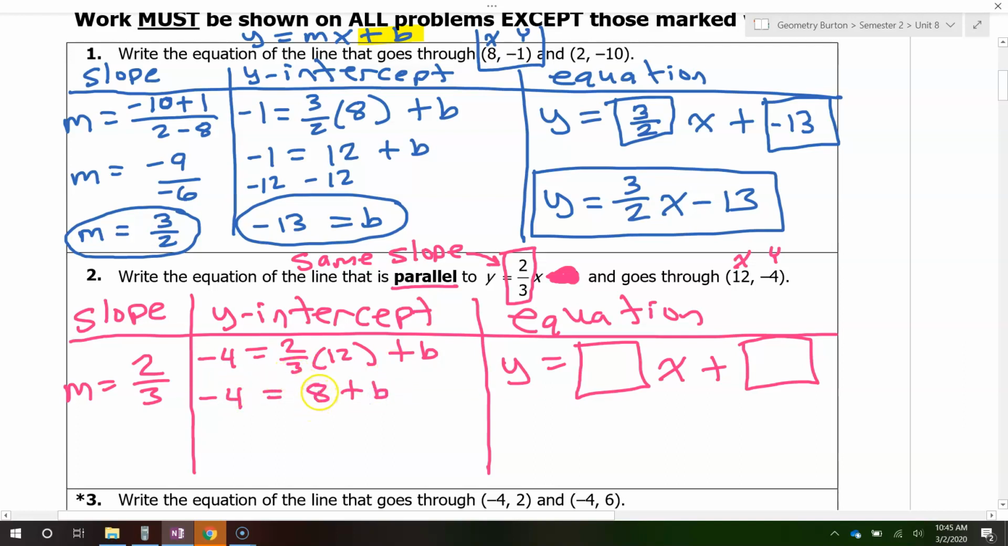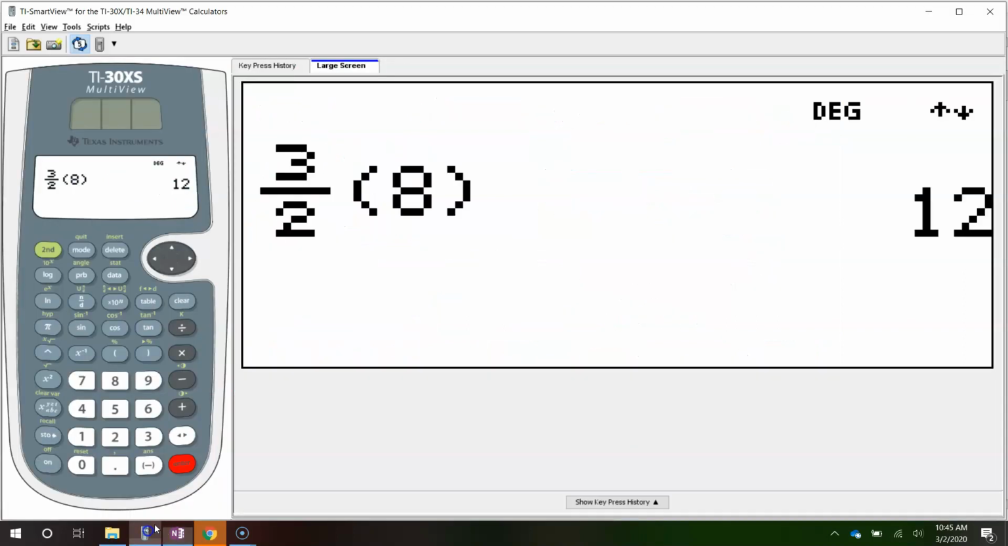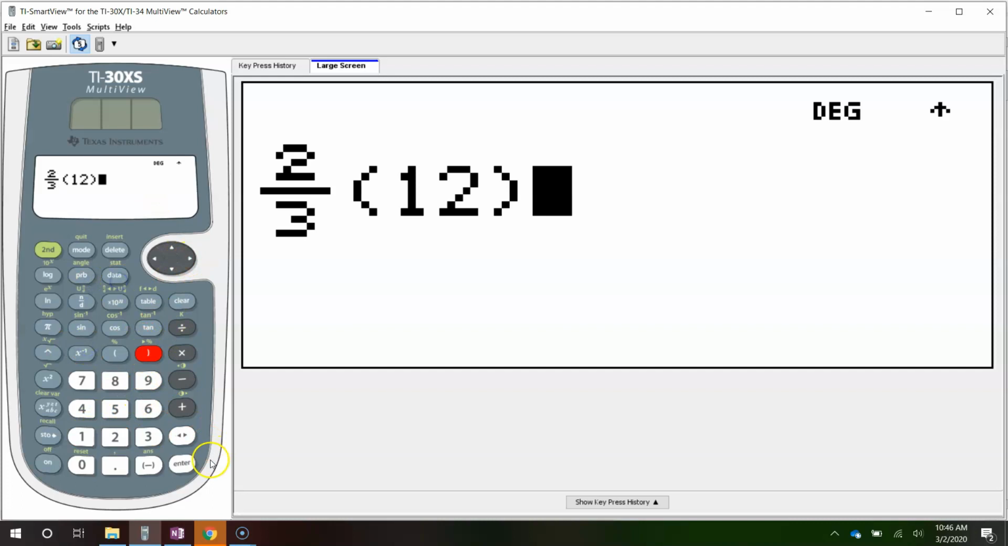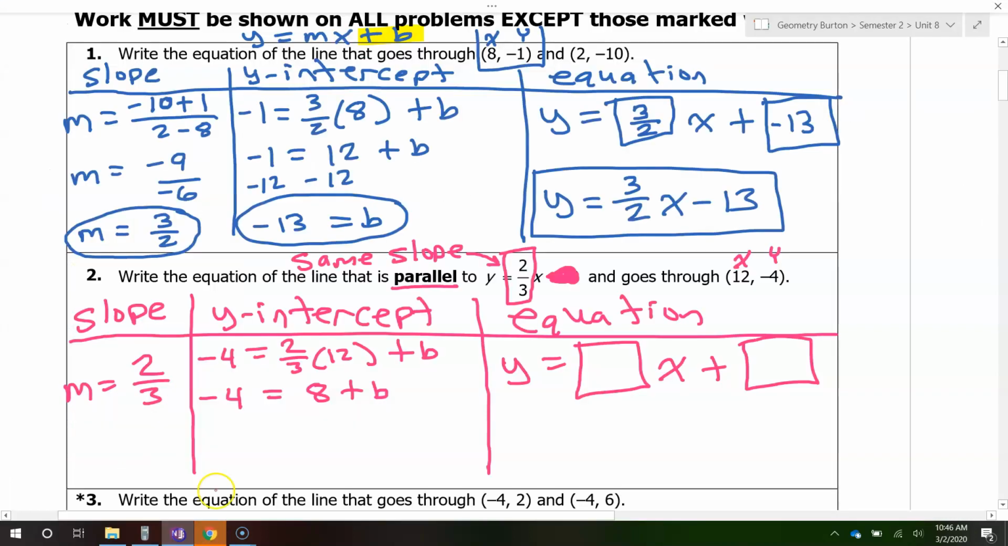Again, if that is difficult for you, use a calculator. 2/3 times 12, you can just type it in. 2 over 3 times 12. So that is 8. And then subtract 8 from both sides, and that is -12. So look, now we have the slope and we have the y-intercept.